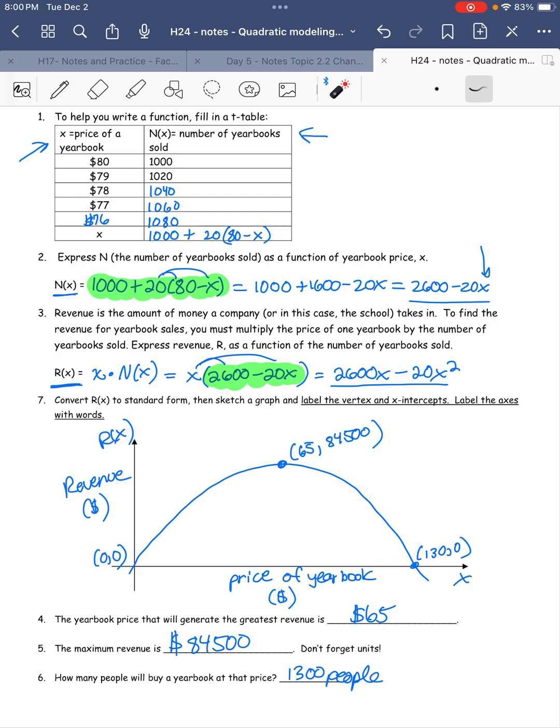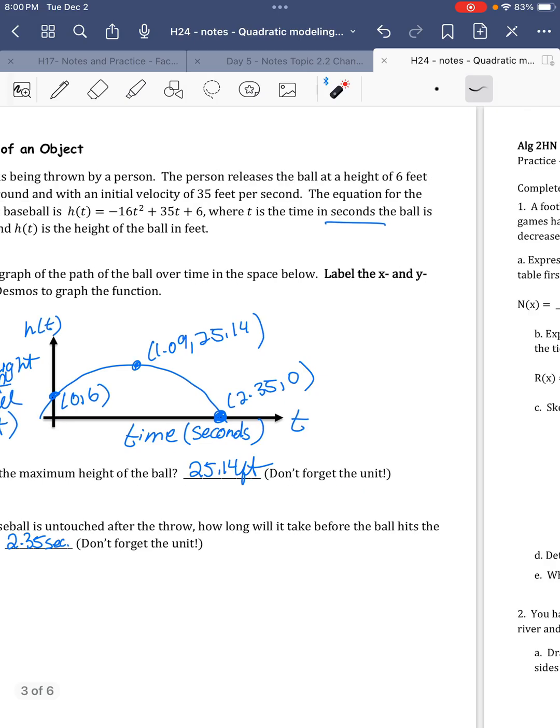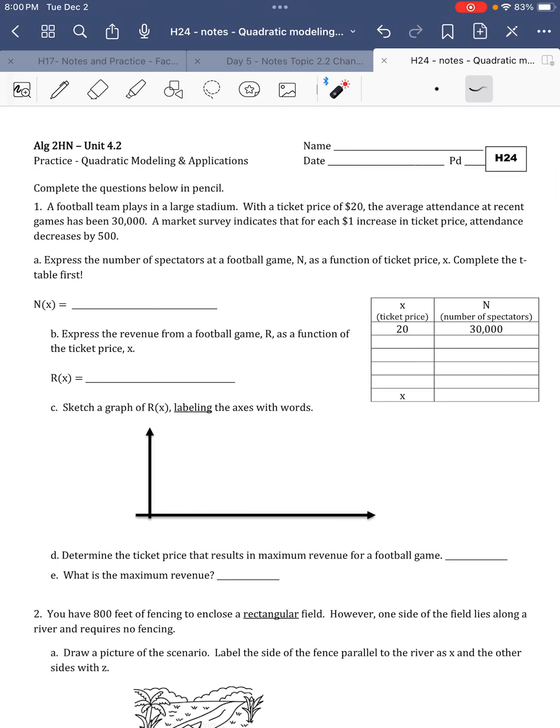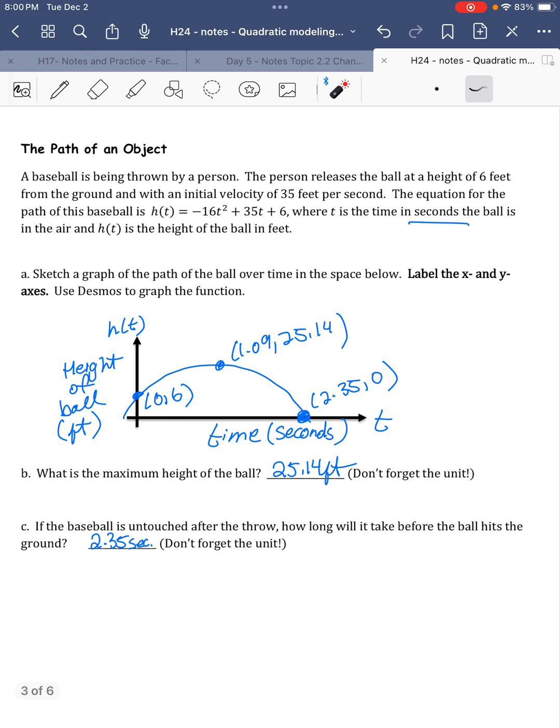So you just divide it and see. Or if you don't want to do that, you could take this $65 and put it right in your equation, right? 80 minus 65 is 15. 15 times 20, whatever that is, 300, and then plus 1,000. So that's where we're getting 1,300. Okay. So now that problem is on your homework, talking about tickets at a football game. All right, and the last problem.